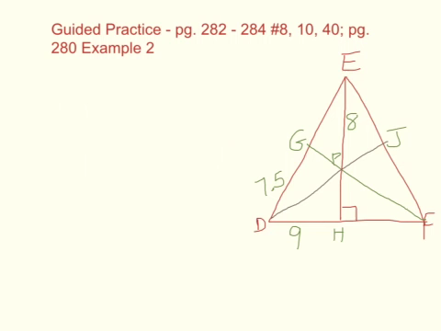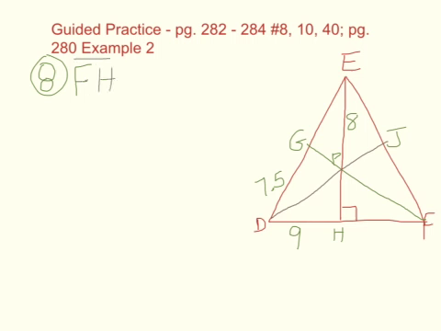Okay, we're going to look at some examples starting on page 282. We'll start with number 8. And we've got a triangle here, triangle DEF. And the information that's given to us is that P is the centroid of DEF and EH is perpendicular to DF. They also tell us that DH is equal to 9, DG is 7.5, and EP is 8. And I've labeled all that on the drawing. Question number 8 says to find the length of FH.